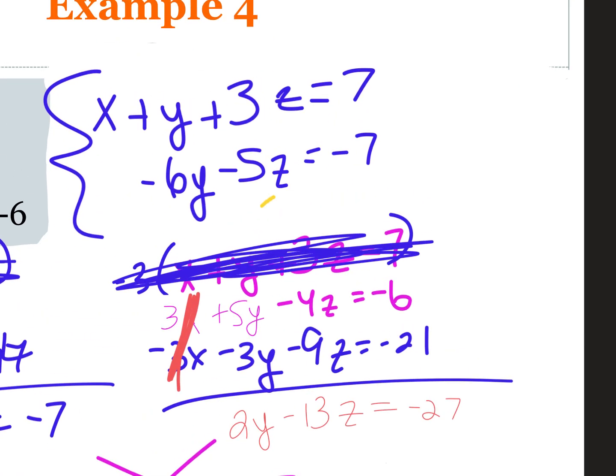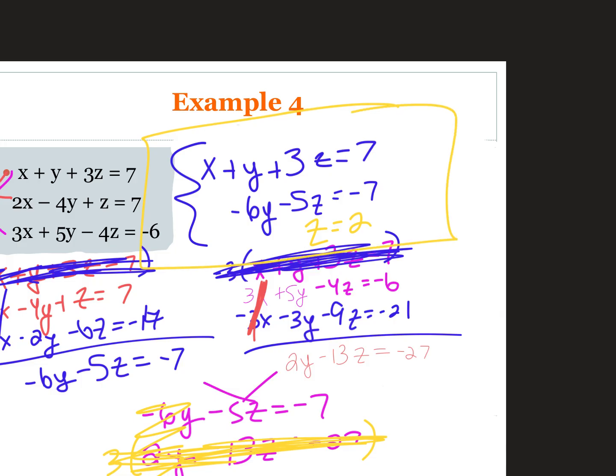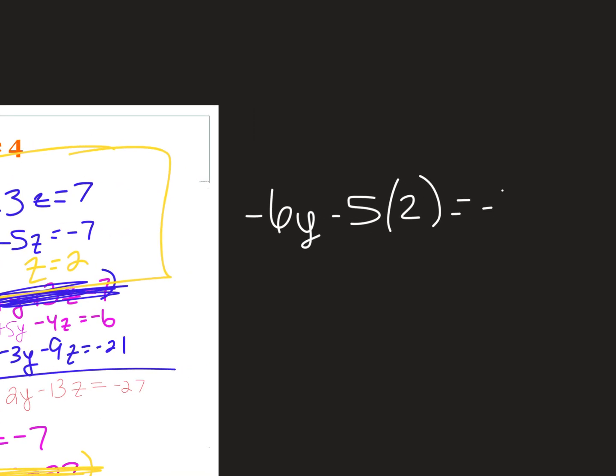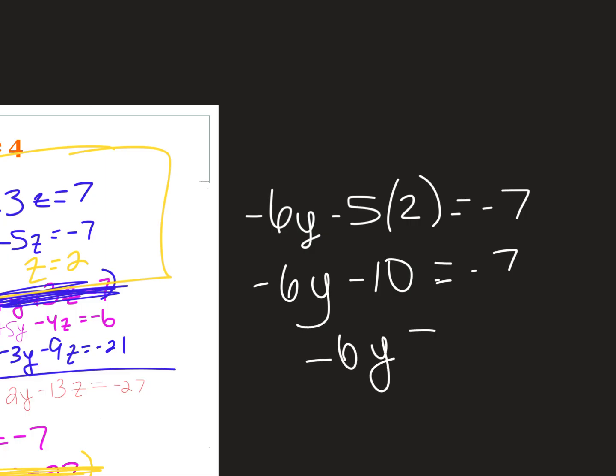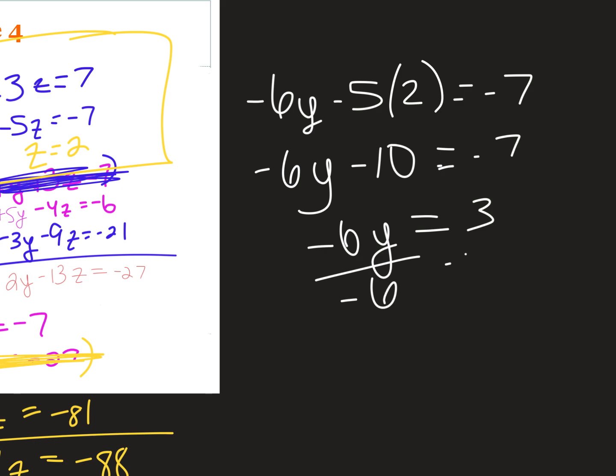So my last equation here is z equals 2. So there is my row echelon form. Now I'm going to use back substitution to figure out what my ordered triple is. I have negative 6y minus 5 times 2 equals negative 7. So negative 6y minus 10 equals negative 7. I'm going to add 10 to both sides, so negative 6y equals 3. Divide both sides by negative 6, and I get y equals negative 1/2.